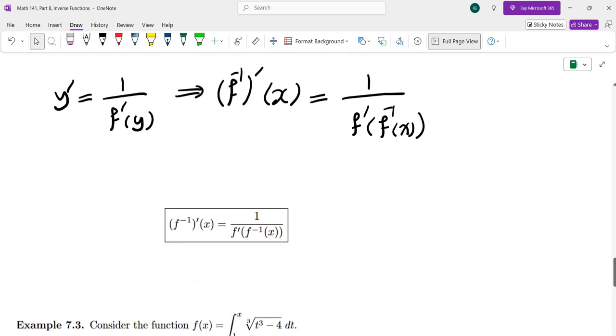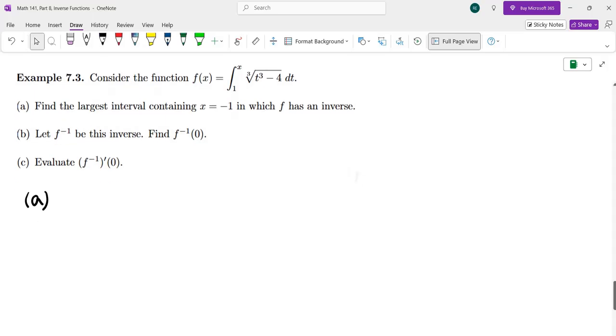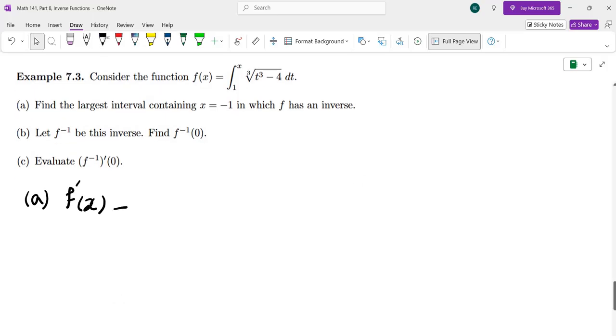So this is a really important formula. Let's apply that in this situation. Consider the function f of x equals, they define it by an integral, and they're asking us to find the largest interval containing negative 1 in which f has an inverse. So let's first take the derivative of f. Derivative of f by the fundamental theorem of calculus is the cube root of x cubed minus 4.